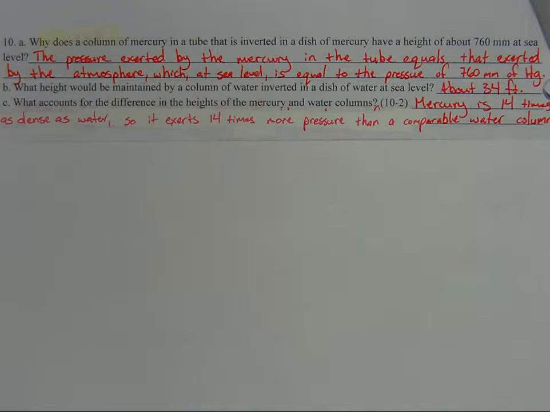C. What accounts for the difference in the heights of the mercury and the water columns? Well, mercury is about 14 times as dense as water. Therefore, it exerts about 14 times more pressure than a comparable water column.